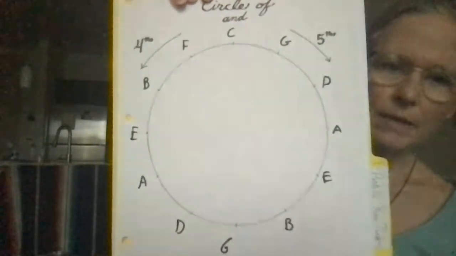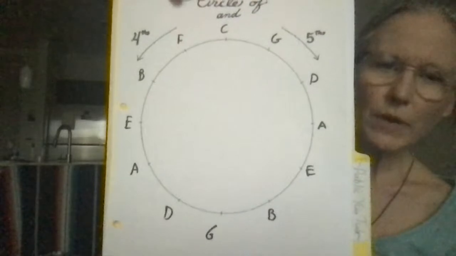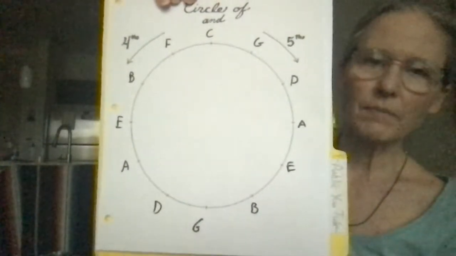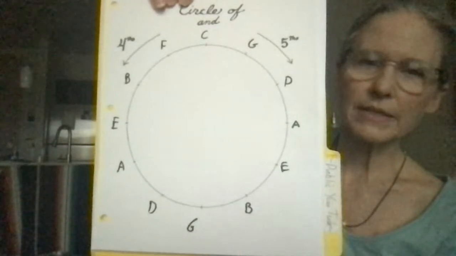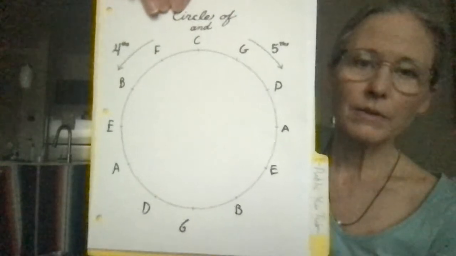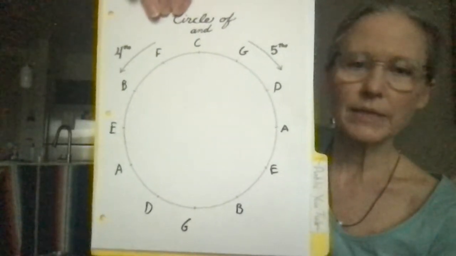And this is where, if you have questions about why the flats and stuff like that, let's come back to that. Right now, I just want you to see that if you need a circle of fifths and you don't happen to have one, you can make it relatively easily.